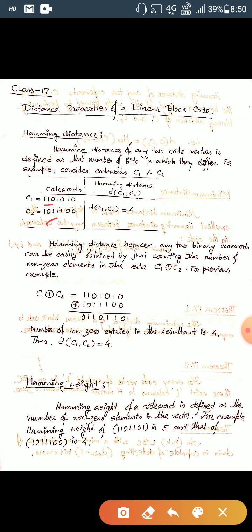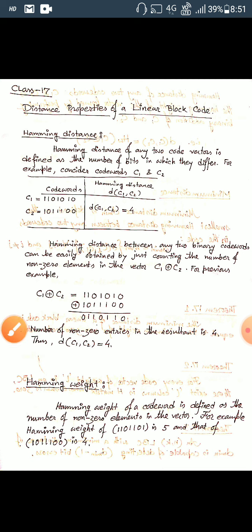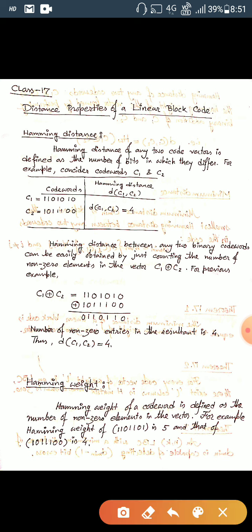Now for the fourth position, C1 and C2 are both 1. So no difference occurs here. In such a way, if you count the total number of variations, it is 4. And for this reason, the Hamming distance for C1 and C2 is 4. So by this one-by-one check process you can identify the value of the Hamming distance.